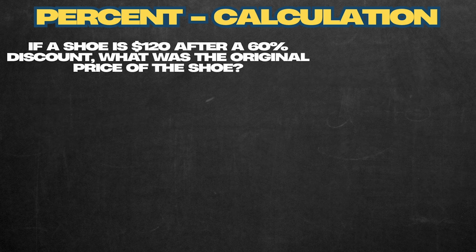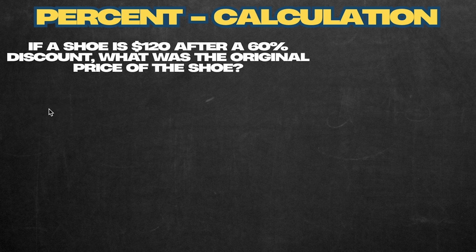Okay, so if a shoe is $120 after a 60% discount, what was the original price of the shoe? The second example that we saw in the last slide is exactly what it is. So 60% discount and the final price is 120. If the discount was 60%, what was the value that was left?